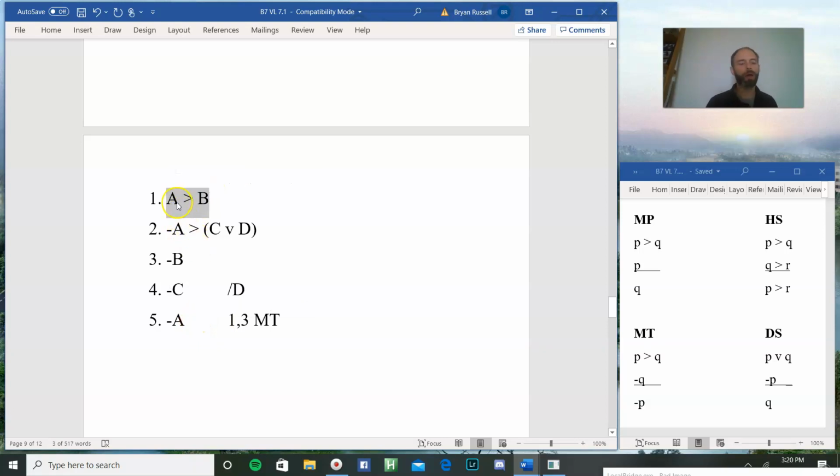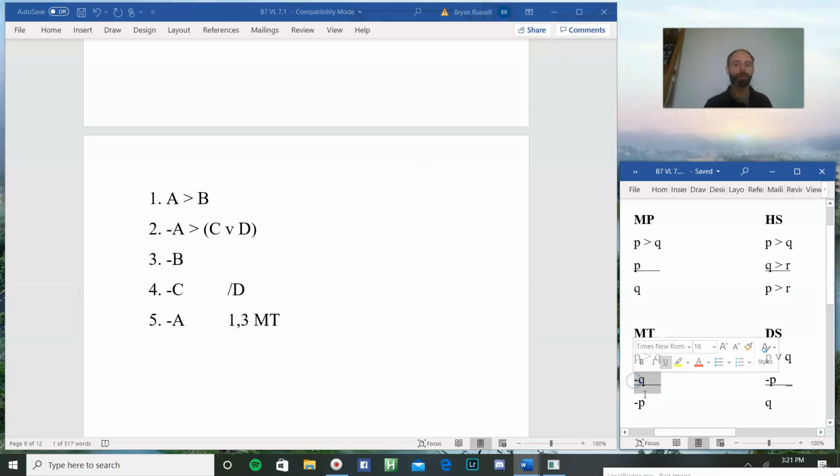Nope. Here we have A horseshoe B. We have no rule that would allow us to have the negation of the antecedent to get anything else. We have a rule that says if we have the antecedent, we can get the consequent, but nothing that tells us if we have the negation of the antecedent. In fact, MT tells us if we have the negation of the consequent, then we can get the negation of the antecedent. So nothing that tells us if we have not antecedent, then something about the consequent. So we can't use 1 and 5.